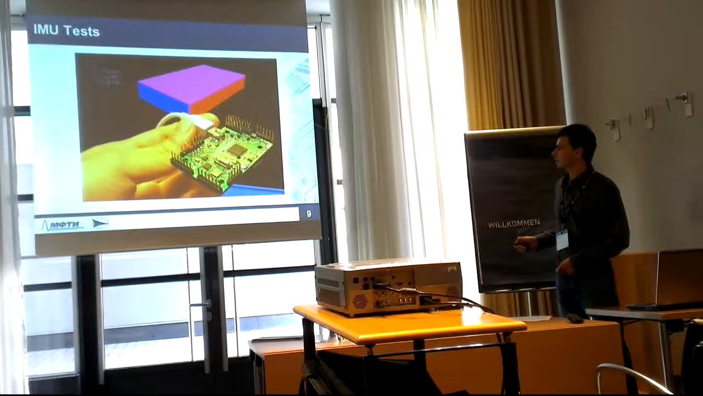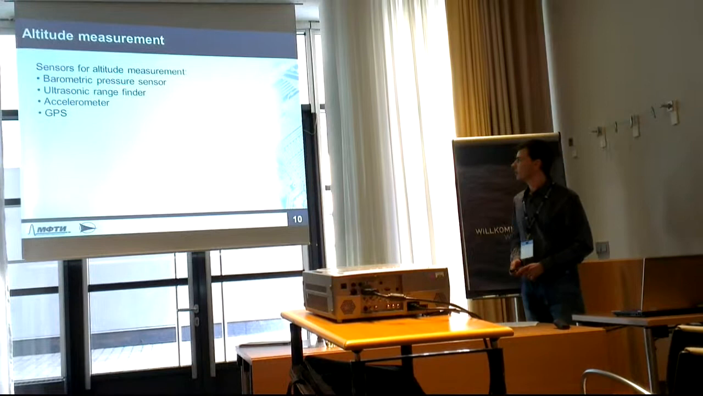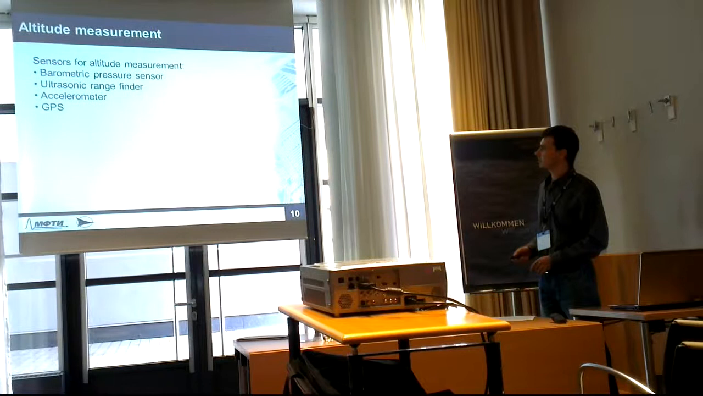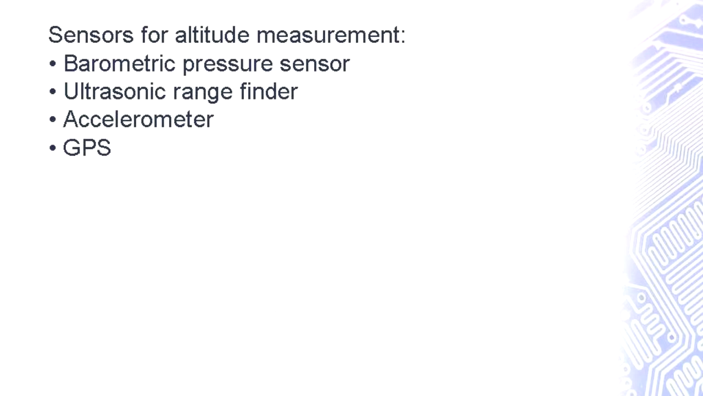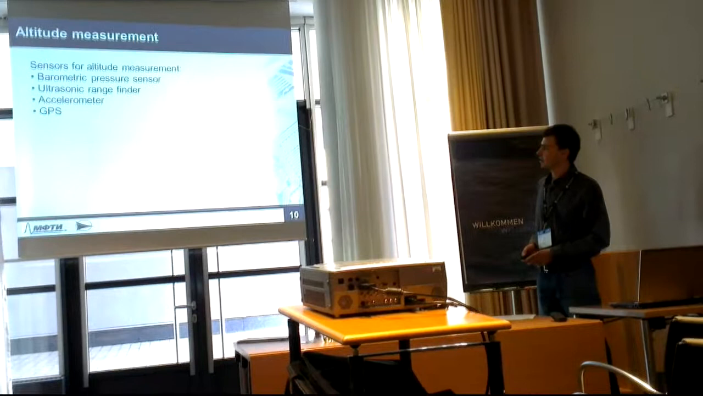Now let's speak a little about the altitude measurement. Here you can see the list of the sensors which can be applied for altitude measurement. The first one is the barometric pressure sensor. Its advantage is that its application boundary is not limited, but the disadvantage is that the data is very noisy.